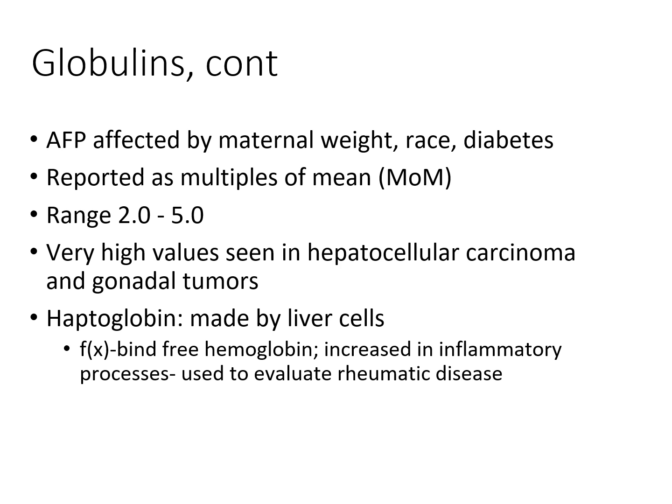Haptoglobin is produced by liver cells. Its main function is to bind free hemoglobin that has been released from red blood cells. Increased levels of haptoglobin are seen in inflammatory processes, and it's used clinically to help evaluate rheumatic diseases.